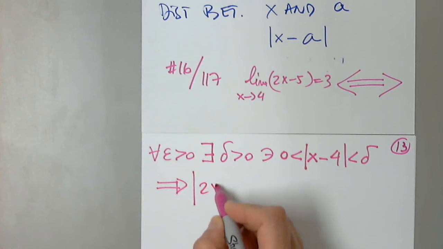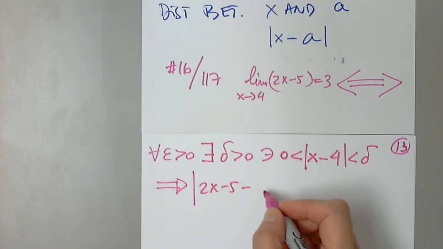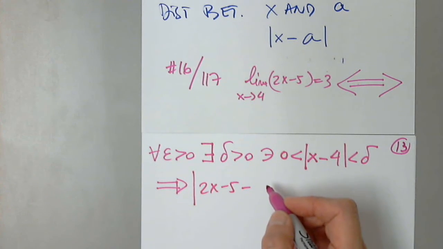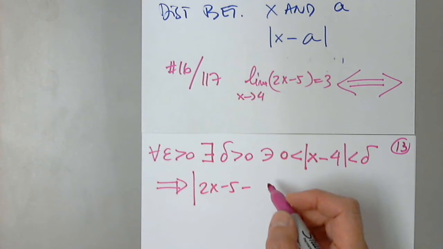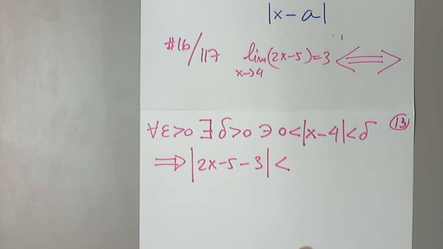2x minus 5. Awesome. Minus, now I need the limit. 4. Careful. Yes, the function goes with L, and x goes with a. Less than. L and the function and epsilon are together. X and a and delta are together. Less than epsilon. Very good.